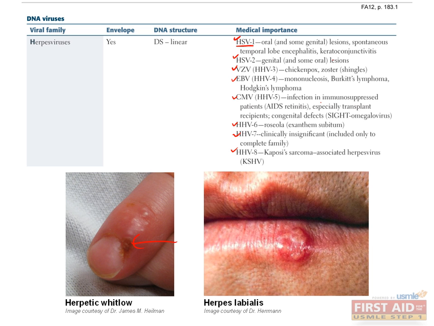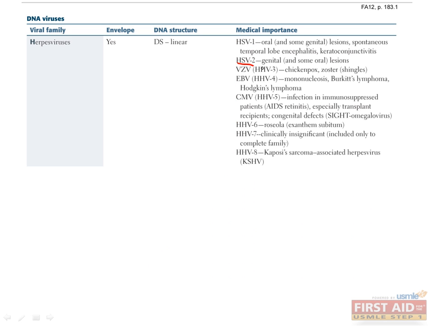HSV1 can be latent in trigeminal nerve ganglia and reactivate during periods of stress or immunocompromised states. Reactivation presents as herpes labialis, or cold sores around the mouth. Herpes simplex virus 2 is transmitted by sexual contact, and most infections are asymptomatic. HSV2 may present with vesicular ulcerating lesions of the genital or perianal areas.